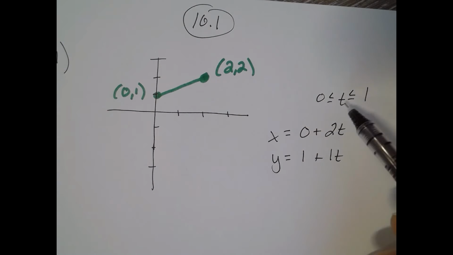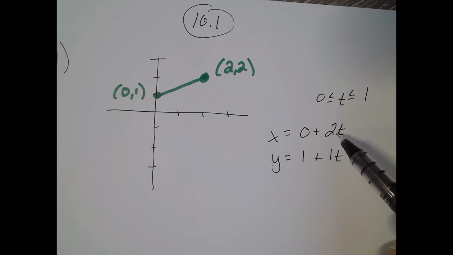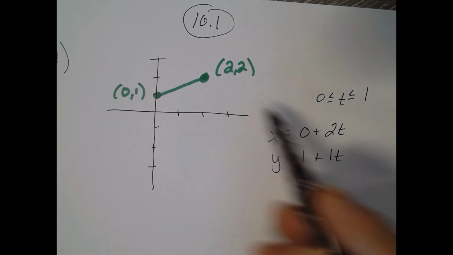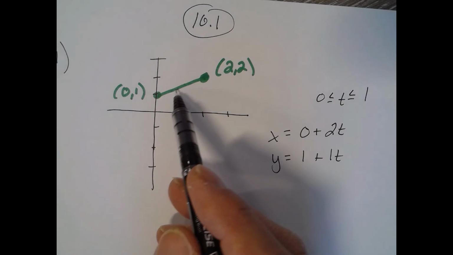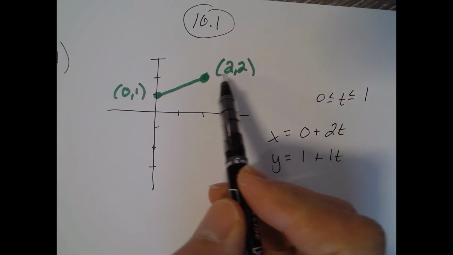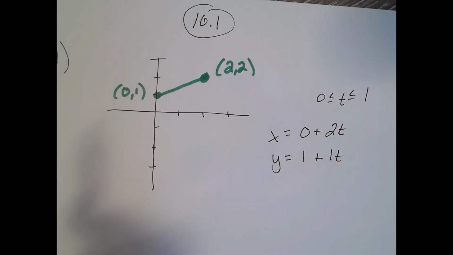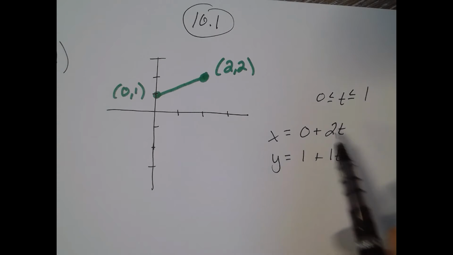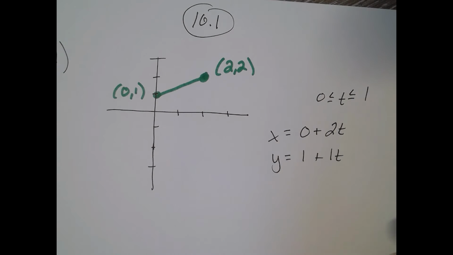Notice if I plug in 0 for my x, I get 0. 0 for my y, I get 1. So I'm starting at (0, 1). That's my initial point. My terminal point is when I plug in 1. 1 into x, I get 2. 1 into y, I get 2. So it does go all the way to (2, 2). So initial x, what you're going up by, is slope. Initial y, what you're going up by. Alright, so that's part A.